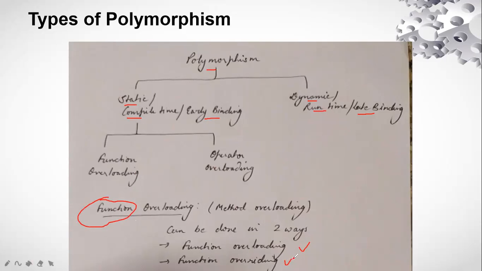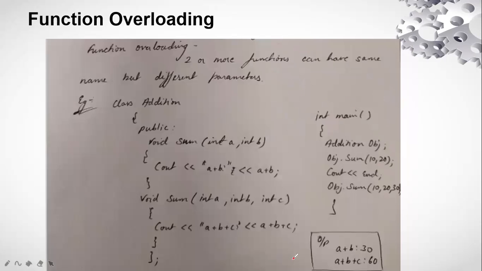Now let's understand what function overloading is. Function overloading is when in a program I'm using two or more functions with the same name, but with different parameters or a different number of parameters. Let's understand this with the help of an example.